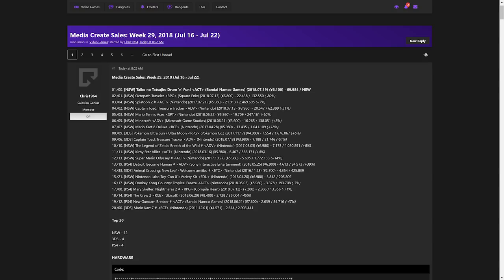At the number nine spot is Captain Toad Treasure Tracker for the 3DS. That saw a 51% drop-off as well, just like the Switch version, down to 7,188 to move 21,746. Does this mean the 3DS is dead? 3DS might be dead in Japan.